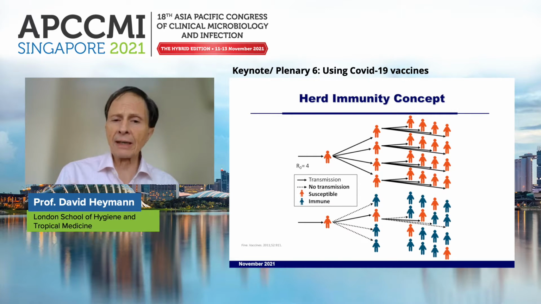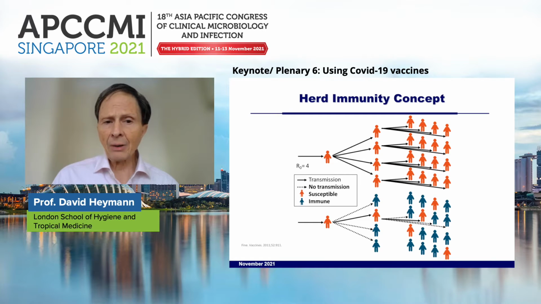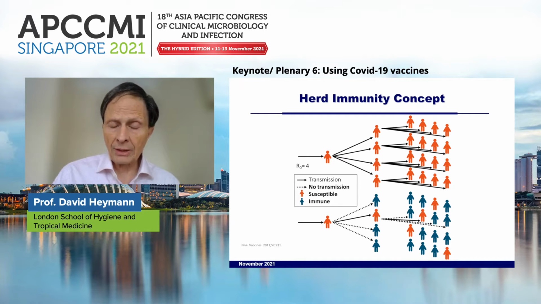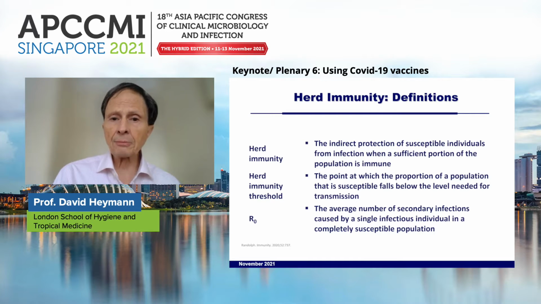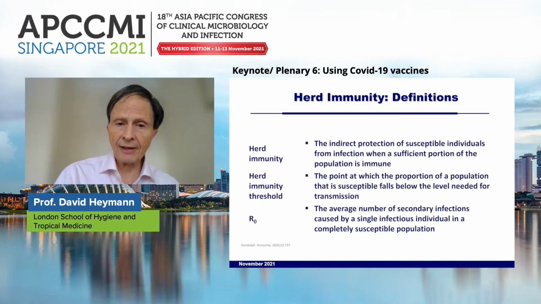And so it amplifies the transmission. If, however, with a reproductive number of 4, there are 3 people immune, as at the bottom in blue, and only 1 person susceptible, you can see that does actually decrease transmission and cause a herd immunity effect. Now, herd immunity is defined as the indirect protection of susceptible individuals from infection when a sufficient portion of the population is immune, and that means immune against infection.